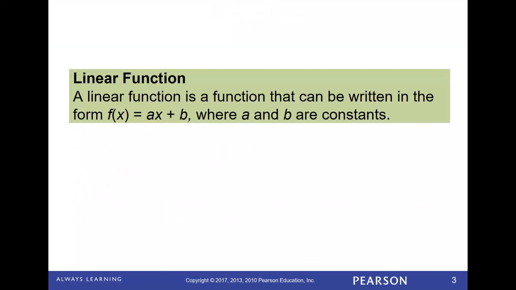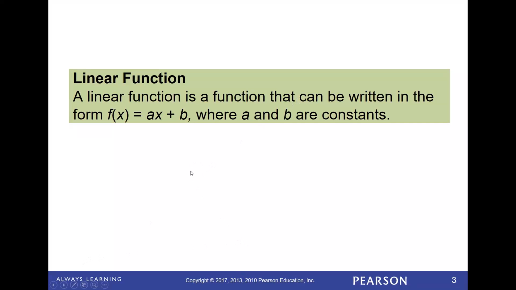Okay, so let's start with our definition of a linear function. A linear function is a function that can be written in the form f of x equals ax plus b. Now, as we take a nice, pretty look at this, remind yourself that basically a and b are going to be a constant number. Now, this is the definition of what it means to be a function.